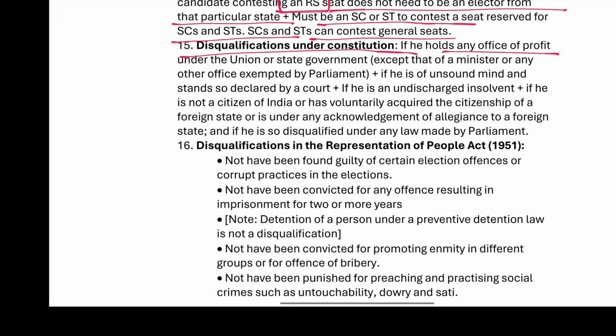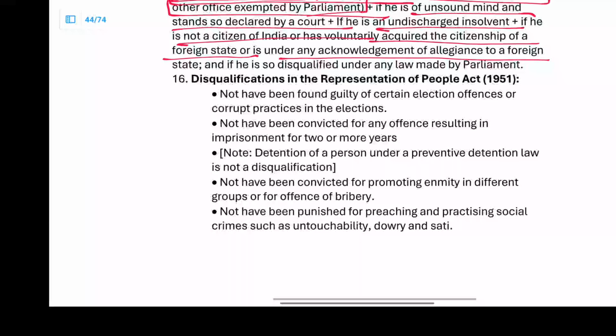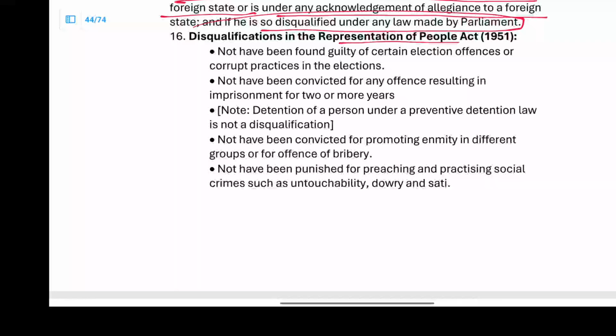Disqualifications: if they are holding an office of profit under the Union or the state government, except that of a minister or any other office which is exempted by Parliament. If he is of unsound mind and stands so declared by the court. If he is an undischarged insolvent. If he is not a citizen, or has voluntarily acquired citizenship of a foreign state, or has any acknowledgement of allegiance to a foreign state. Disqualified under any law made by Parliament.